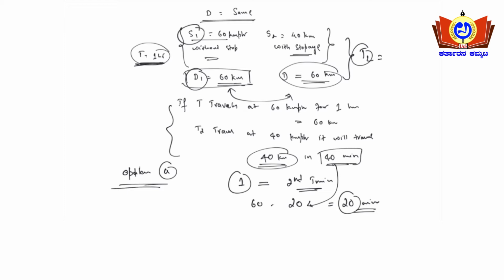Okay, it's traveling at 60 kilometers per hour, so in 1 hour it will travel 60 kilometers, and if it's traveling at 40 kilometers per hour, then in 40 minutes it will travel 40 kilometers. So what is the difference here? 20 minutes difference is there here. In 1 hour it will be traveling only 40 kilometers, but the duration of travel will be only 40 minutes. Therefore the 20 minutes is the stoppage here. This common sense you need to apply here. Okay, moving on to the next question.